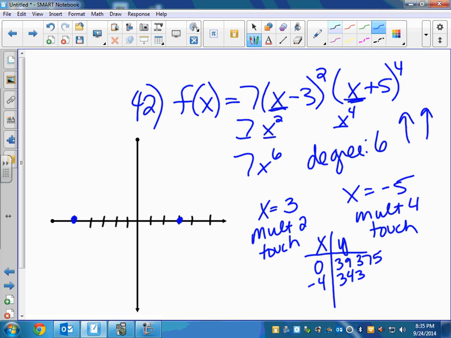What if I picked 2 on the other side of the other 0? If I plug 2 in there, I'm going to get 16,807, which means I think the best option here is let's make our y-axis go by 10,000.